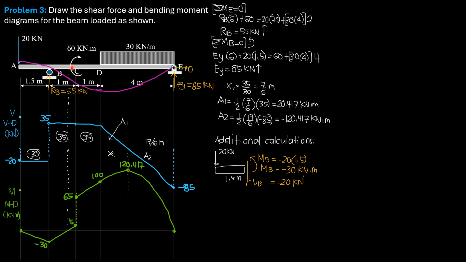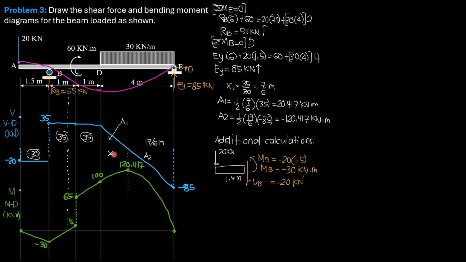Between B and just to the left of C, there's no loading, so it's constant, or zero slope because W is zero above. Then between C and D, there's no load, so it remains constant. Then 35 minus the area here, 35 minus 30 times 4, which is negative 120, is negative 85. So this is a straight line up to here. Then it checks because the reaction at E is 85.